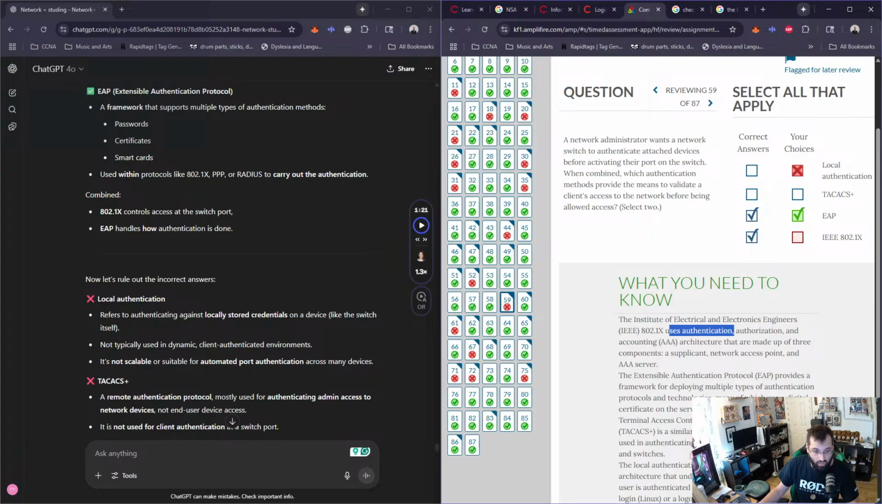So the IEEE uses authentication and authorization. I get those two words mixed up. And accounting, the AAA, okay. Architecture that is made up of 3 components: supplicant, network access point. Supplicant, that's what I thought.